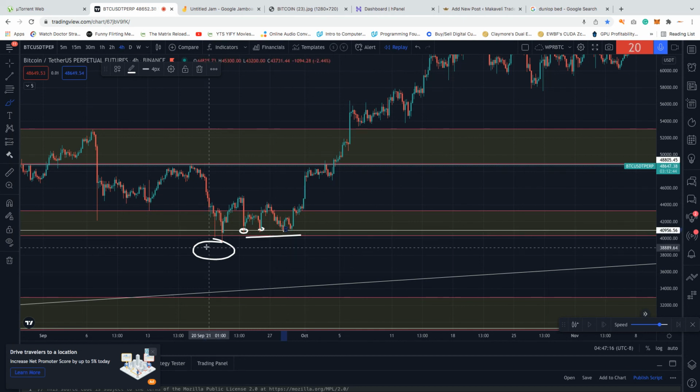So you enter and put your stop loss right here. You enter the trade, and you can continue and keep moving your stop loss up.